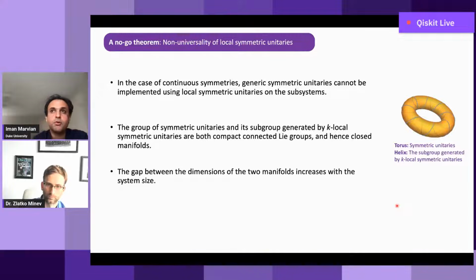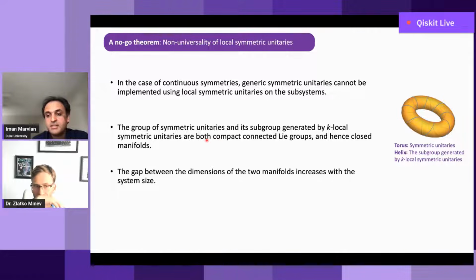I will show a more quantitative version of this no-go theorem in the next slide, but this is the message. And now you may think that maybe I cannot implement the desired symmetric unitary exactly, but maybe I can implement it approximately. But again, it turns out that the answer is no, because the group of symmetric unitaries and the subgroup generated by k-local symmetric unitaries are both compact connected Lie groups.